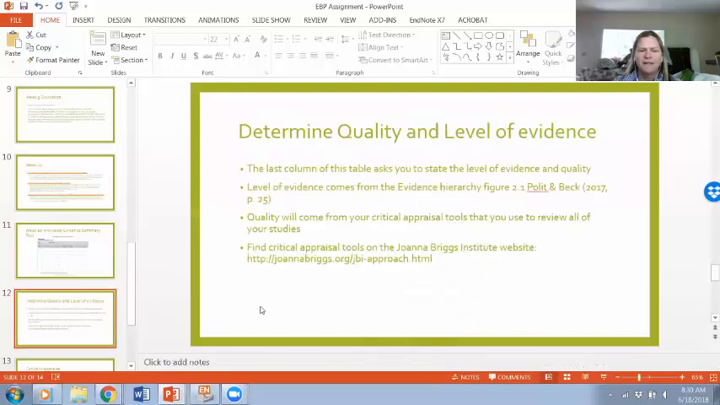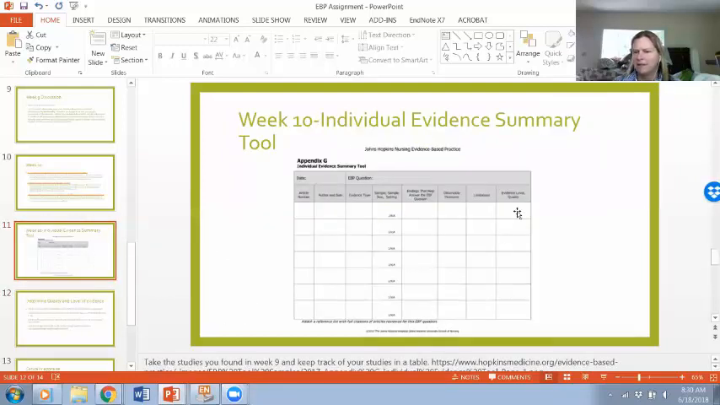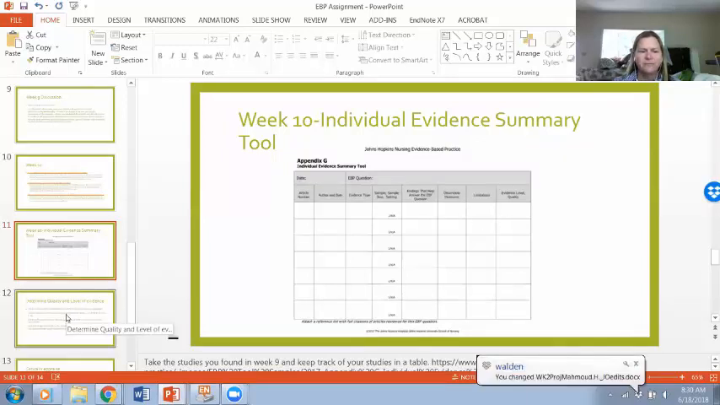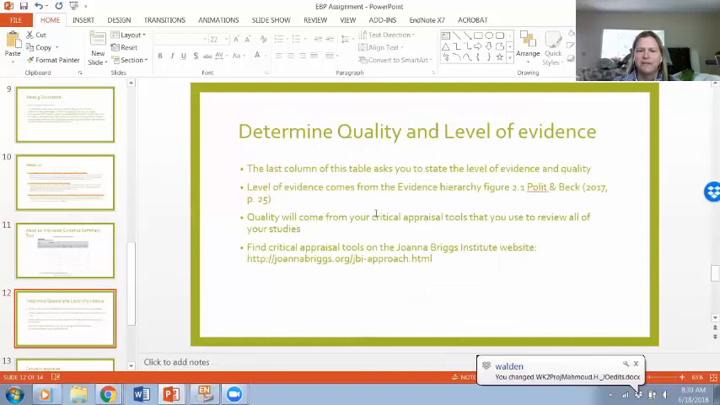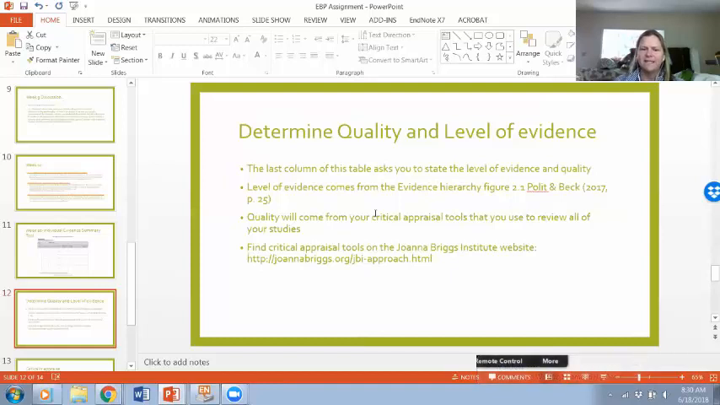And then for the quality, it seems like that's such a small little thing that they tacked on, but that's actually a huge part of evidence-based practice, making sure that you're using high-level evidence, but also that it's quality. So they're talking about the validity and reliability of quantitative studies and the trustworthiness of qualitative studies. So those are where we're doing our critical appraisal to find out what the quality is of these studies.